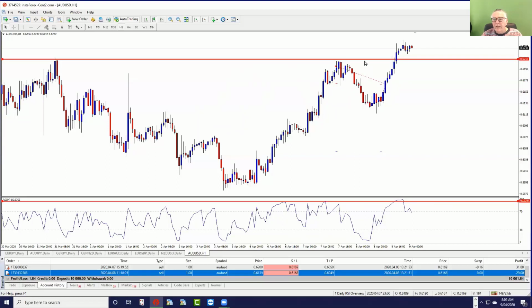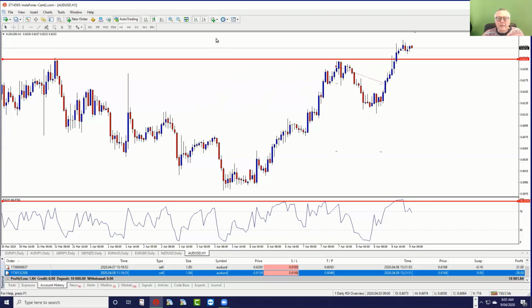Anyway, so this one went negative, and this looks interesting. I think Fibonacci people would love this one. So let's just have a look at what Fibonacci people would say. Now, is everybody aware of invisible support and resistance?